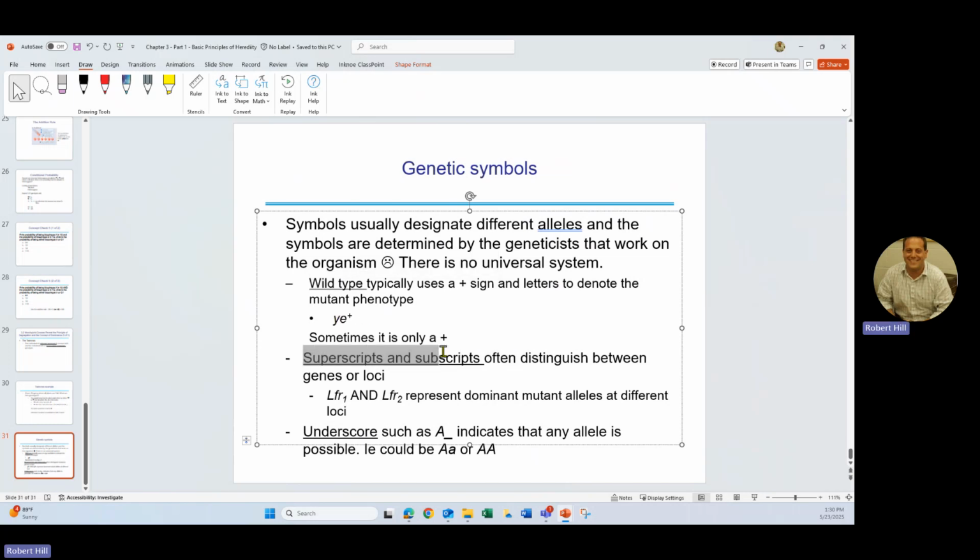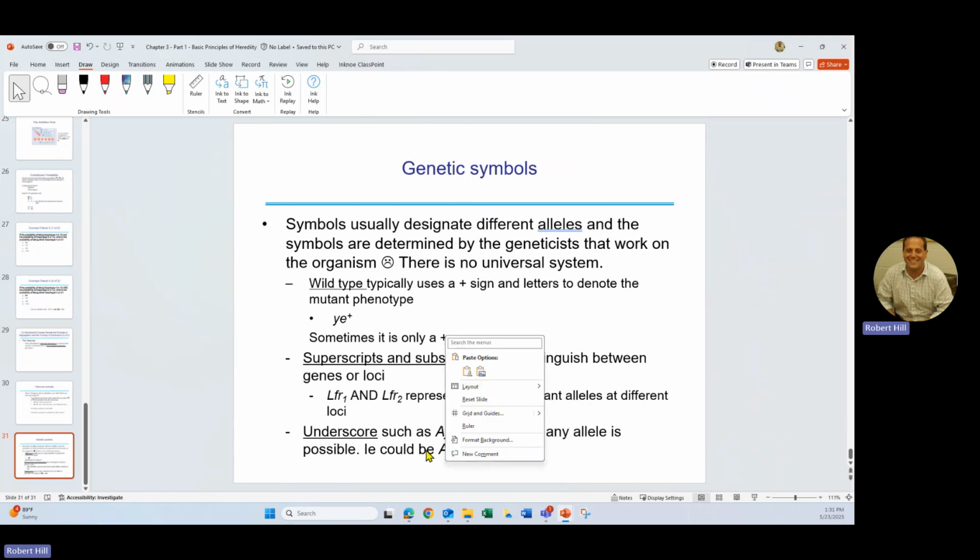All right, you'll see superscripts and subscripts. These represent dominant alleles at different loci. And this is a very important one. The underscore indicates that any allele is possible and it's unknown. So usually you're not necessarily calculating for that, but when you're doing your calculation, this could be either heterozygous or homozygous dominant. You would just have to do both calculations, right? Because you don't know that other allele.